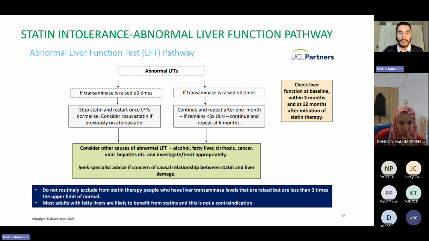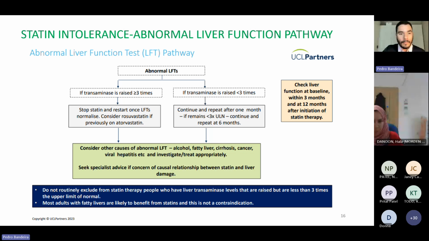And for rosuvastatin as well, it can affect liver function, but also it's important to check the renal function as well, because depending on the renal function, there is a maximum tolerated or advisable dose for rosuvastatin.